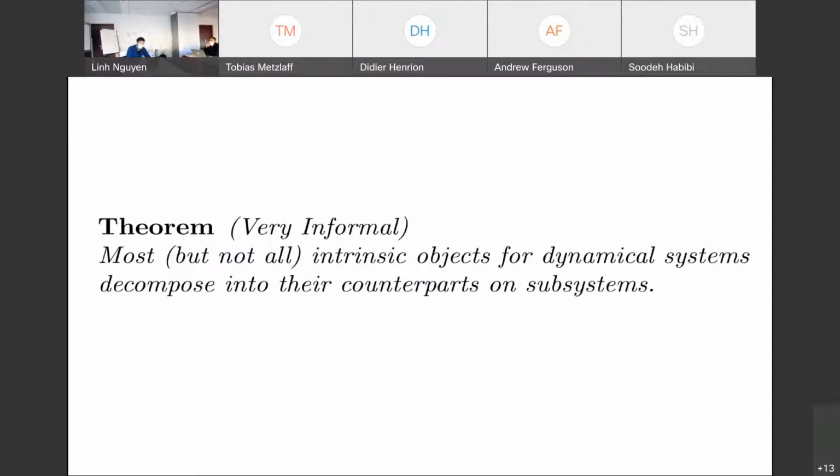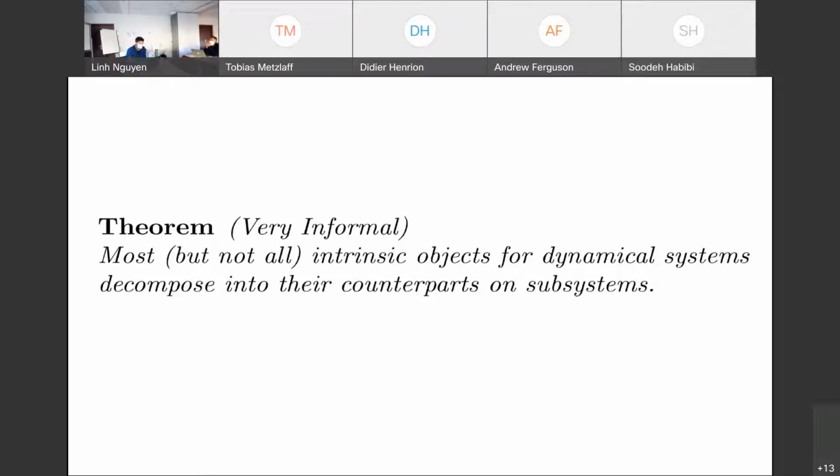But, for those of you who are not so familiar with the objects that were just listed before, this is the very informal statement of the theorem. Many intrinsic objects of dynamical systems decompose into their counterparts for the subsystems. This is really just due to the fact that a subsystem is a very intrinsic object, if they exist.